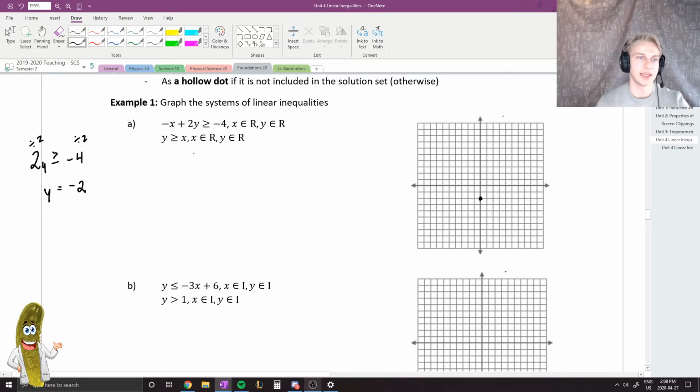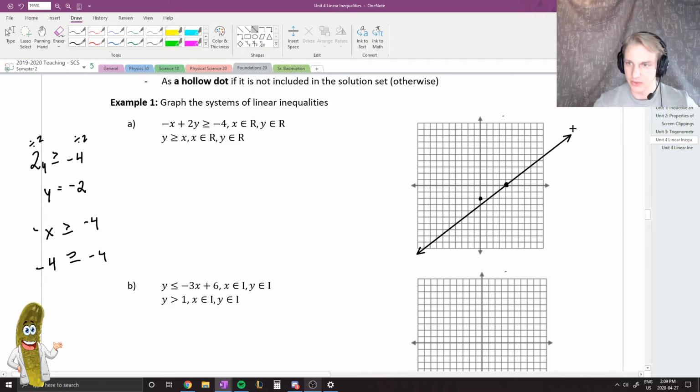Then if I want to find the x-intercept, I would make y equal to 0. So negative x is greater than or equal to negative 4. I want these two to be exactly equal. That'll tell me where the intercept is. So if I have just a 4 for x, then negative 4 is in fact greater than or equal to negative 4. So I would know then that my intercept is right at this point here. And then I'm just going to draw a line through those two points.